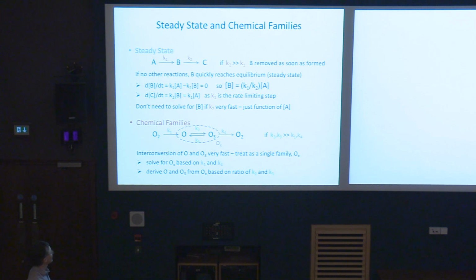And when we get to the end of it, we can derive atomic oxygen and ozone from Ox based on the ratio of these two reactions, K2 and K3. So effectively, we don't have to worry about the fact that these are very, very fast reactions, meaning these two species theoretically have very short lifetimes. So that's another way of simplifying the chemical scheme in our model. Treating families reduces the really short-lived species, so we don't have to worry about those.